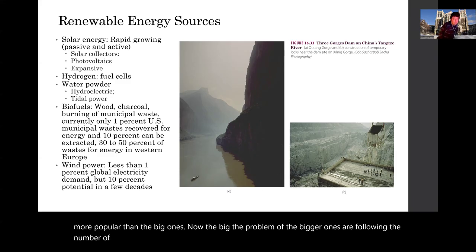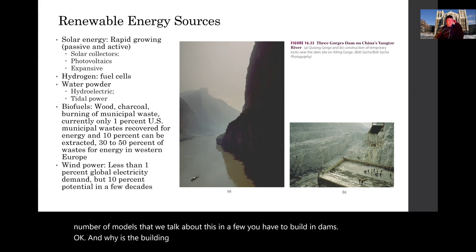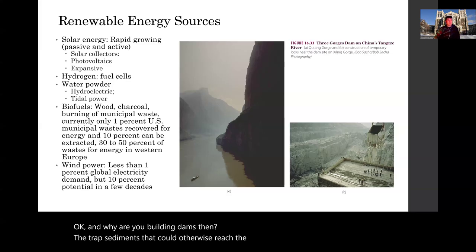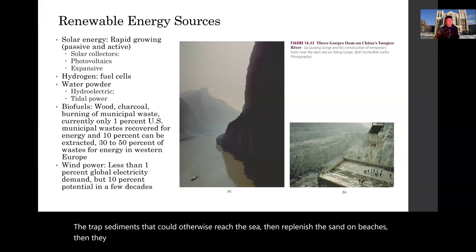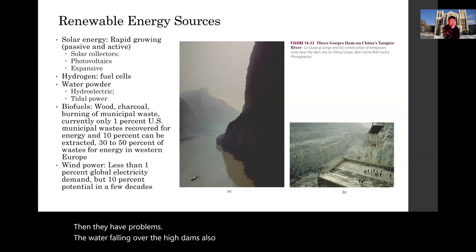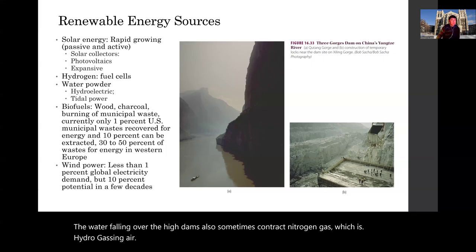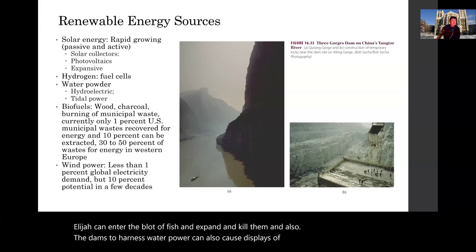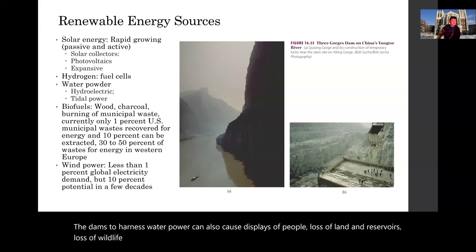Number one, you have to build dams. While building dams, they trap sediments that could otherwise reach the sea and replenish the sand on beaches. The water falling over high dams can also trap nitrogen gas from the air, and the nitrogen can enter the blood of fish, expand, and kill them. Dams to harness water power can also cause displacement of people, loss of land in reservoirs, loss of wildlife, and change the ecosystem.